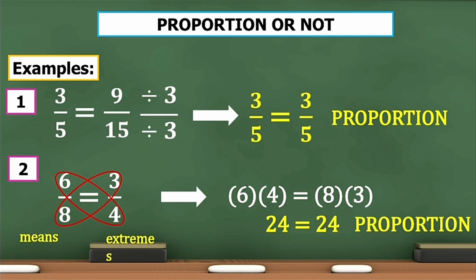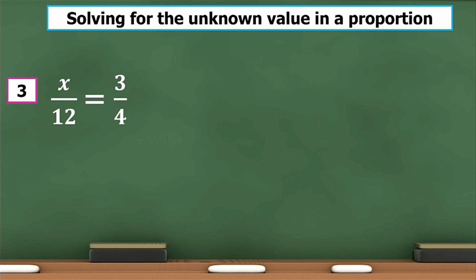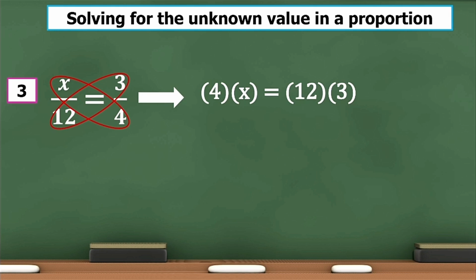Now, proceed naman tayo sa pag-solve ng unknown value ng proportion. Example, x over 12 is equal to 3 over 4. So this problem is a proportion with a variable or unknown value. Our goal is to find the value of x. And to solve this, we will use cross multiplication or the cross product property. 4 times x is equal to 12 times 3. And 4 times x is 4x. And 12 times 3 is 36.